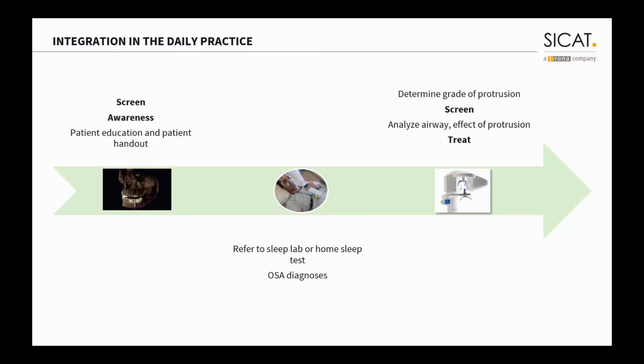After the patient comes back with the diagnosis of sleep apnea from a sleep lab or a home sleep test, you can start the treatment. This premise is based, of course, on a mild and moderate OSA diagnosis, and if the patient is willing to wear a sleep appliance. You determine the grade of protrusion and screen the patient in that treatment position, and then you can order a sleep appliance out of the software.